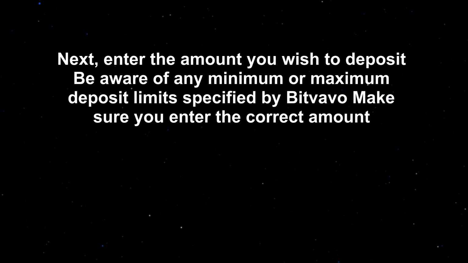Next, enter the amount you wish to deposit. Be aware of any minimum or maximum deposit limits specified by Bitvavo. Make sure you enter the correct amount. You'll be directed to a confirmation page. Review all the details carefully, ensuring the amount and payment method are correct. Confirm that all the details are correct and click Continue.